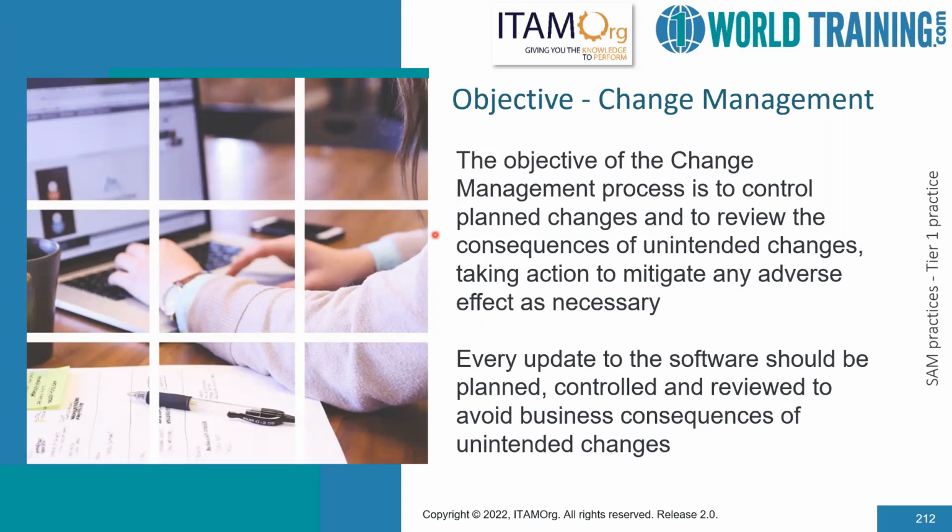Change management allows to control planned changes to the software assets and to review the consequences of those changes which were unintended, and to take action to mitigate or reduce adverse effects of those changes. Every update to the software should be planned, controlled, and reviewed to avoid business consequences of unintended changes. So it's possible that there may be some additional licenses necessary and procured without approval, which is a change, or some additional licenses might get deployed. So those things definitely require approval. So those are some of the simple examples which are worked through change management.